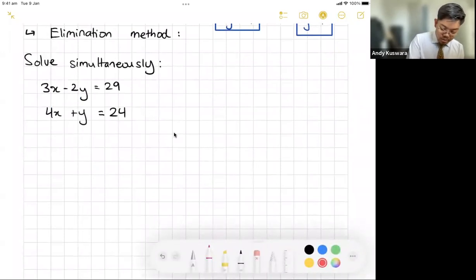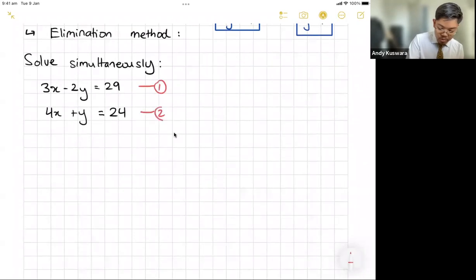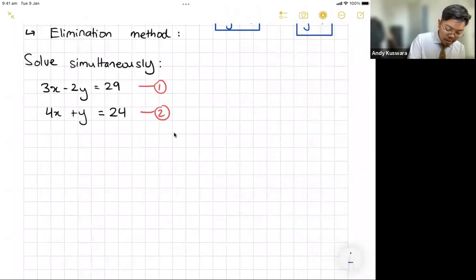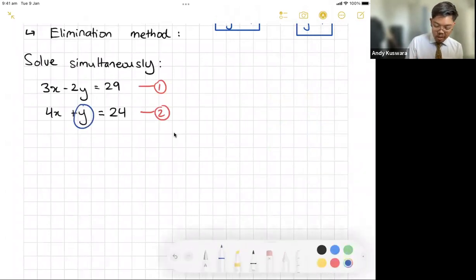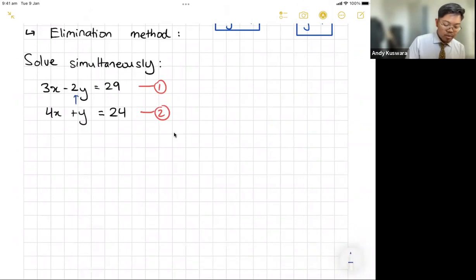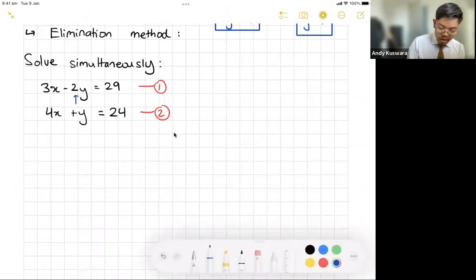So again, I'm going to label this equation number 1, equation number 2. And I'm going to go, okay, I like this y. Whenever you get a singular letter on its own, it kind of helps you out. So I'm going to say, I want this to end up canceling with that one up there. So what I'm going to do is I'm going to times the bottom one by 2. And I'll show you what I mean.